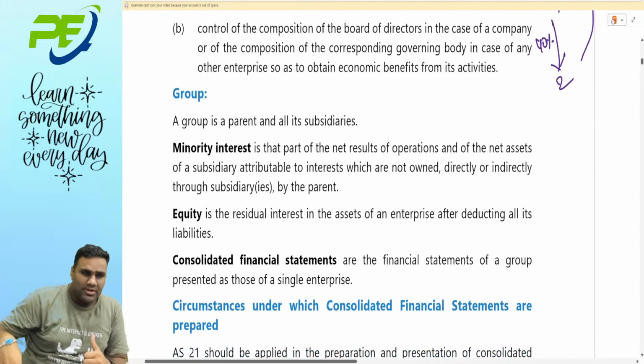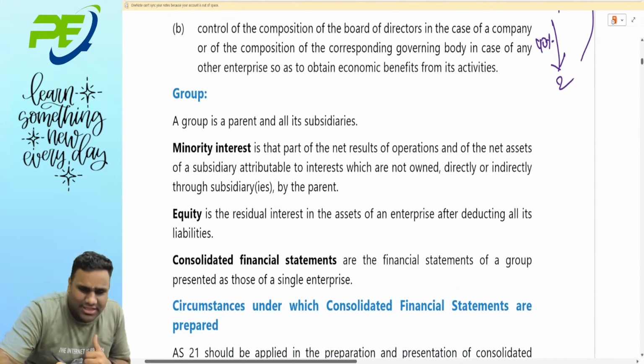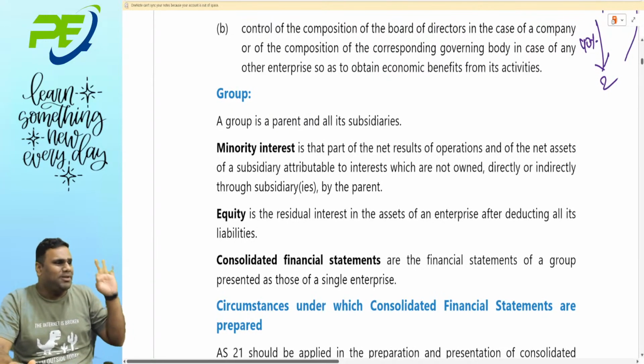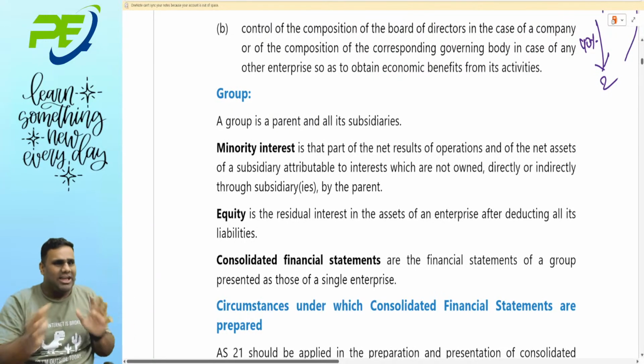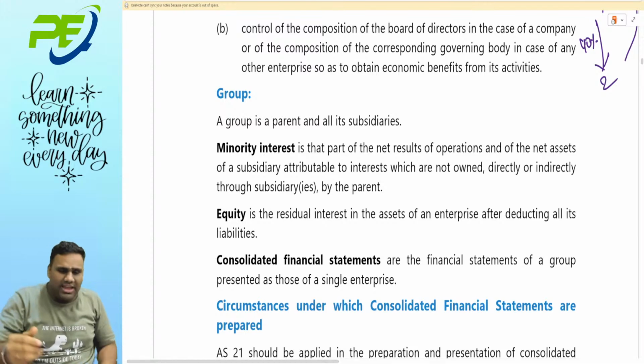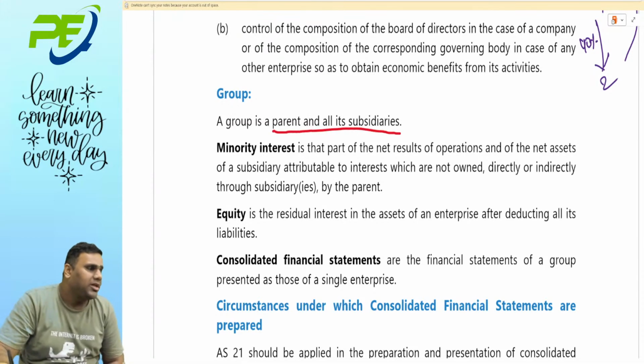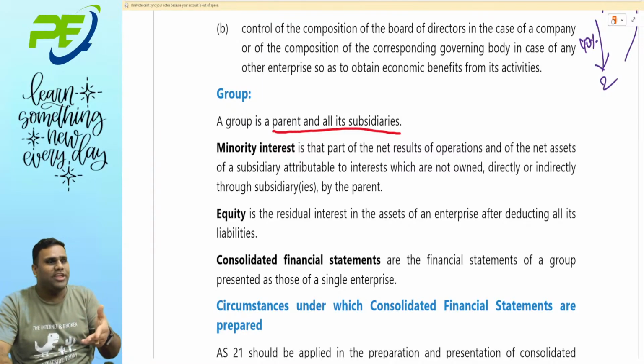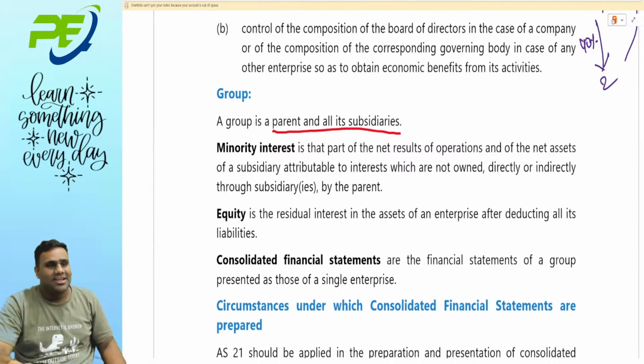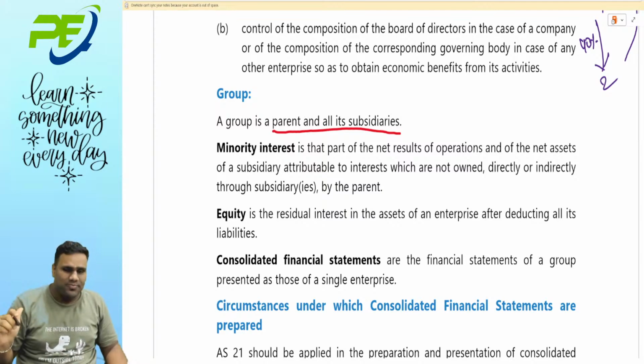Now, group. A group is parent and all its subsidiaries. In our example, family. Our family is a group. So same way here, parent and all the subsidiaries put together is a group. But associate and joint venture, that we learn in different standards.